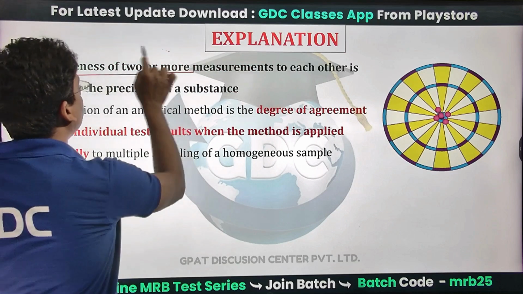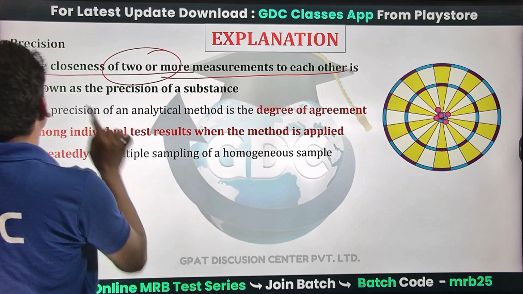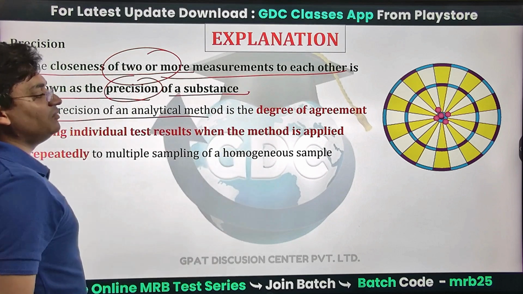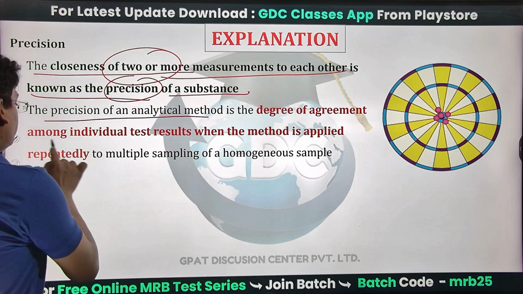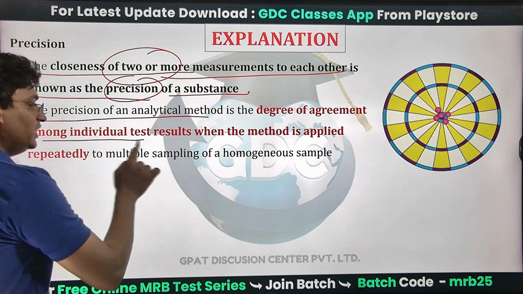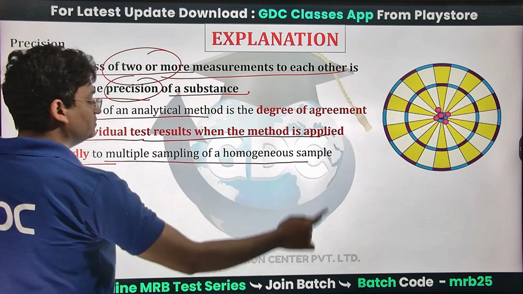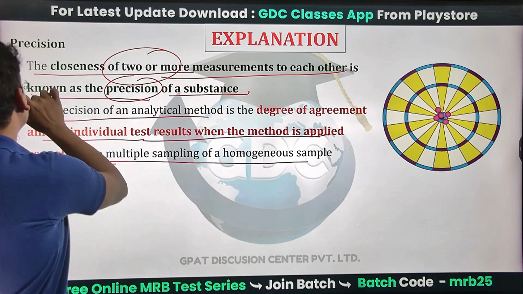This closeness of two or more measurements to each other is known as the precision of a substance. The precision of an analytical method is the degree of agreement among individual test results when the method is applied repeatedly to multiple samplings of a homogeneous sample.